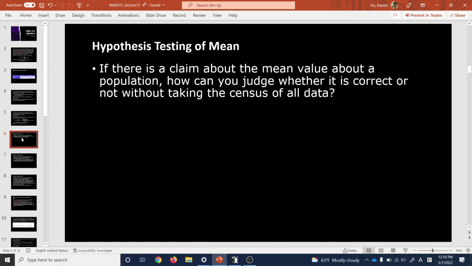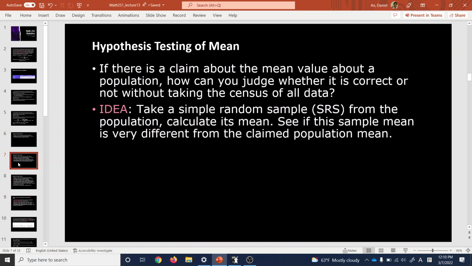All right. If there's a claim about the mean value, how do you know whether it's correct or not without taking the census of all data? Well, we use a sample because that's all you can do, right?